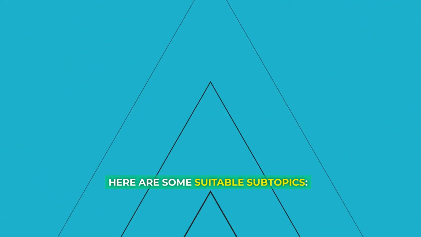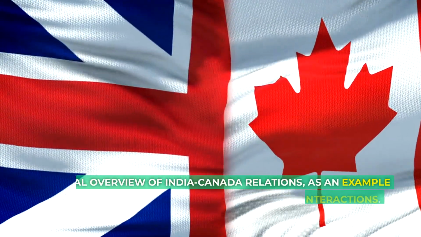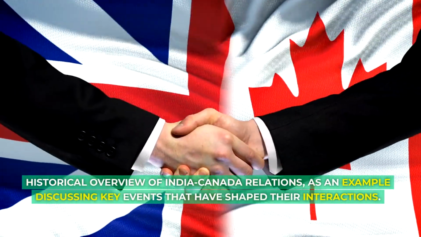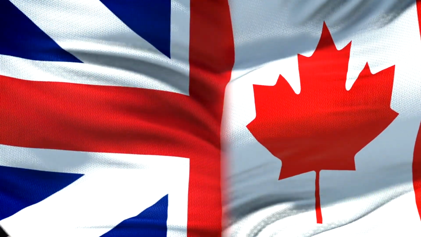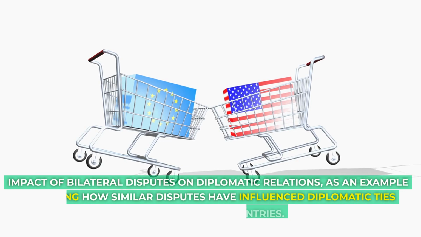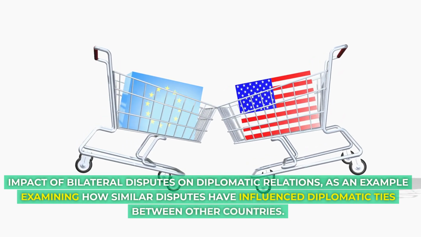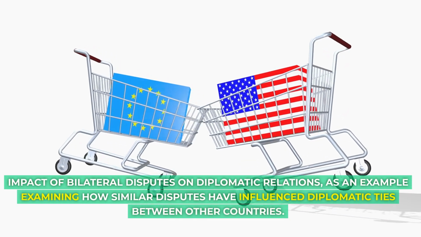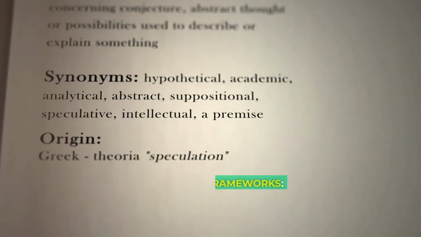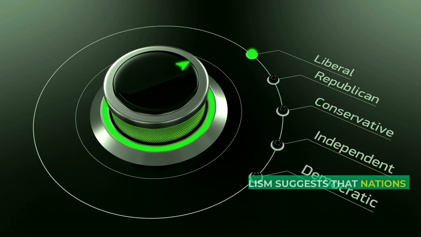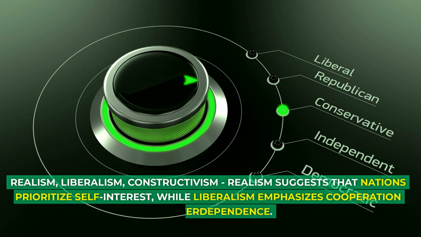Here are some suitable subtopics. Historical overview of India-Canada relations, as an example discussing key events that have shaped their interactions. Impact of bilateral disputes on diplomatic relations, as an example examining how similar disputes have influenced diplomatic ties between other countries. Theoretical frameworks. Realism, liberalism, constructivism.